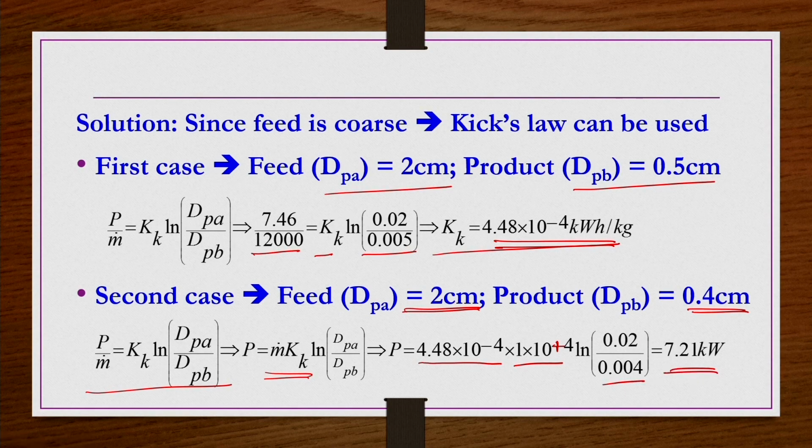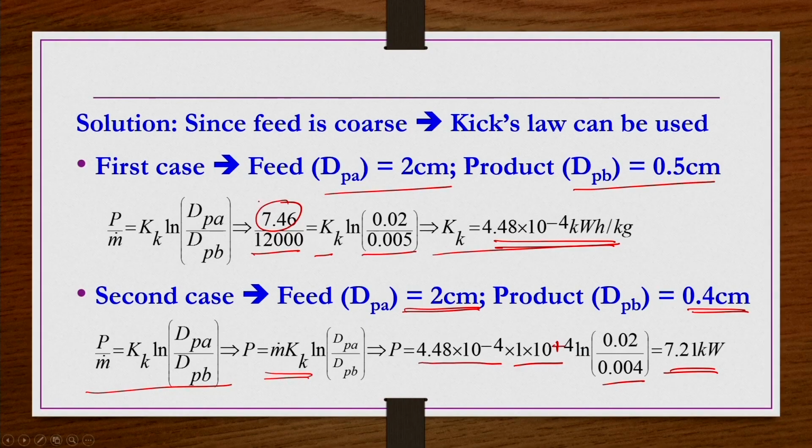So, from this conclusion, what we understand for this problem, not generalized, specific to this problem, is that when you make the product slightly finer, and at the same time reduce the capacity of the equipment, whatever the mass rate, if you slightly reduce it, the power requirement is not going to be affected much. In the first case it is 7.46, in the second case 7.21 kilowatts, a similar kind of thing. But this is specific to this problem, we cannot generalize this conclusion for all kinds of situations.